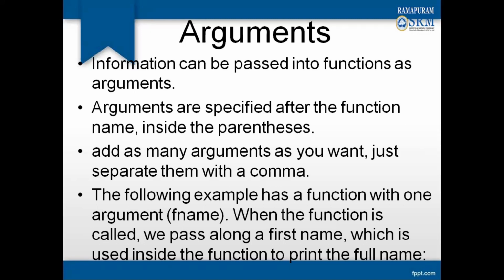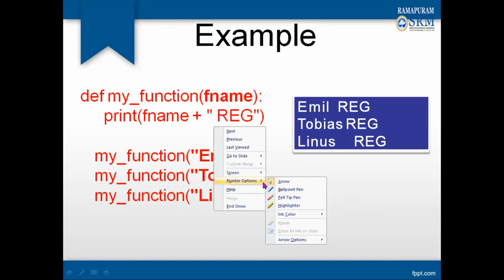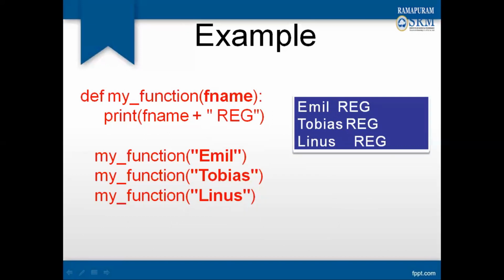Arguments and parameters are both given inside the function brackets, the open and close curves, left curve and right curve. The arguments must be separated by commas, and the number of arguments should match your parameters. See this example on my screen. My function has been created.